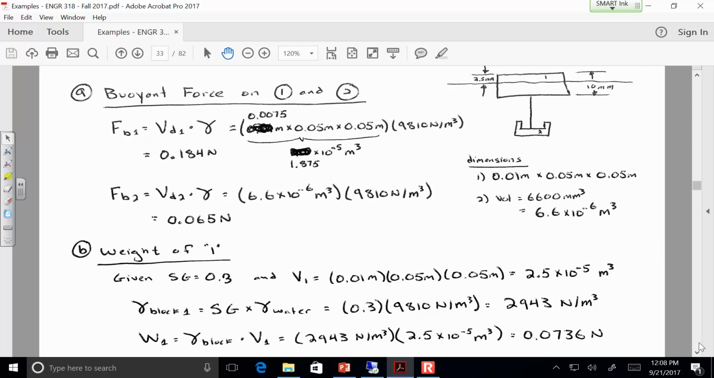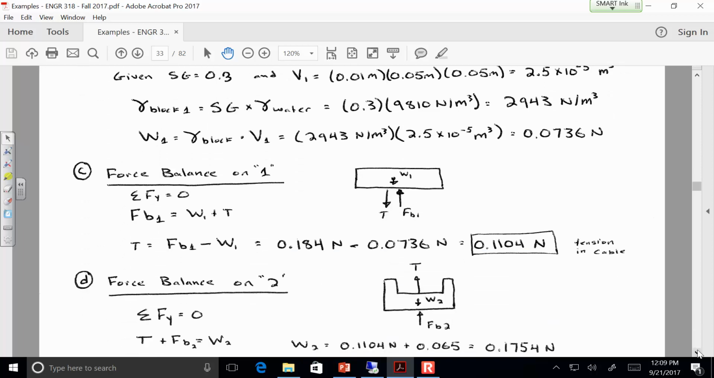Now, the weight of object number 1, if we're given the specific gravity and the volume, then we can calculate the unit weight of the block, and then from that multiply it by the volume of the block to find the overall weight of that object. Okay?